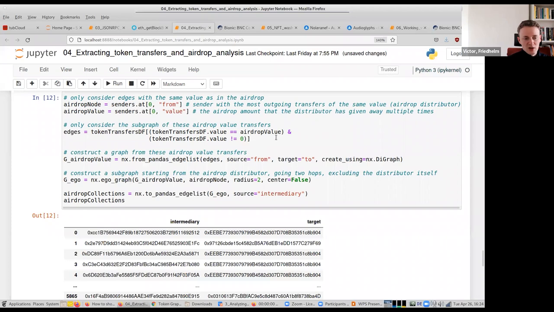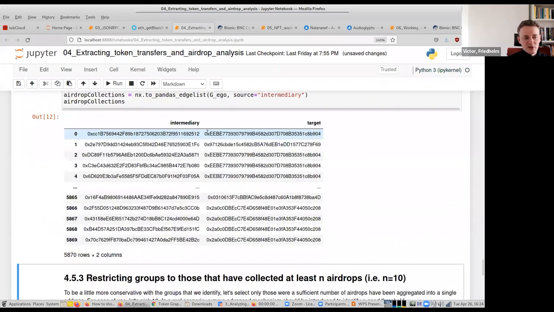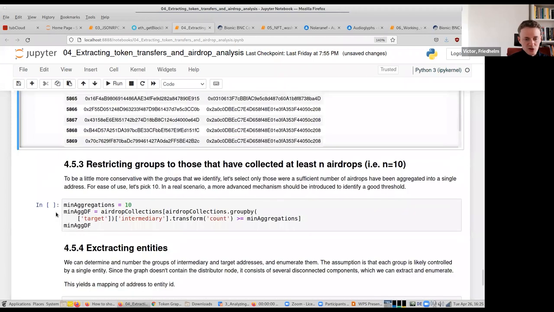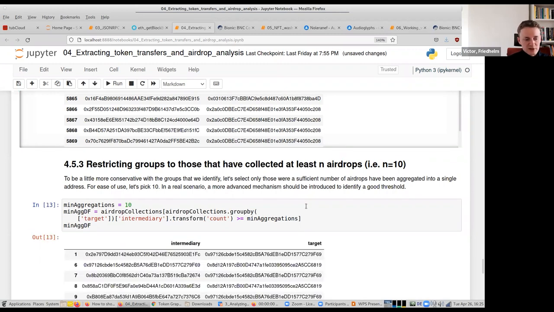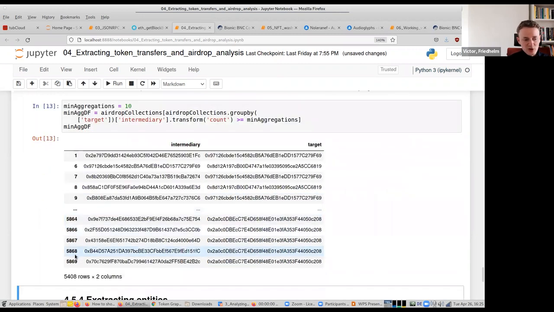So if we do that, then we can see, okay, there seem to be multiple intermediaries that indeed send to the same target address. And there are thousands of these cases. And so to be a little bit conservative about this entire approach, let's restrict the groups to only those that have collected at least 10 of these airdrops, because maybe some other scenario was by coincidence. So if we do that, then it doesn't change much. There are still thousands of these cases where it's happening.